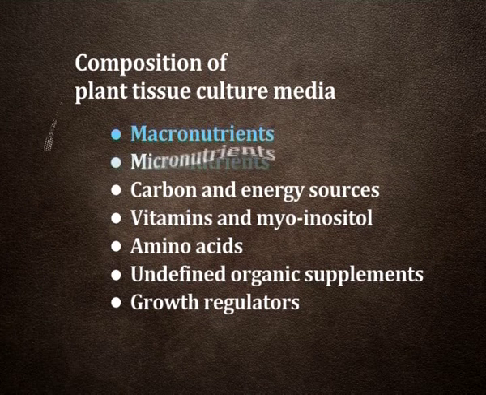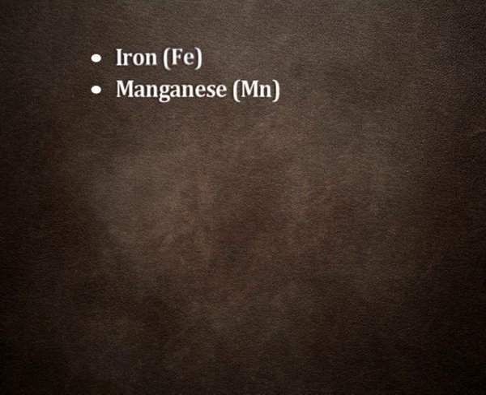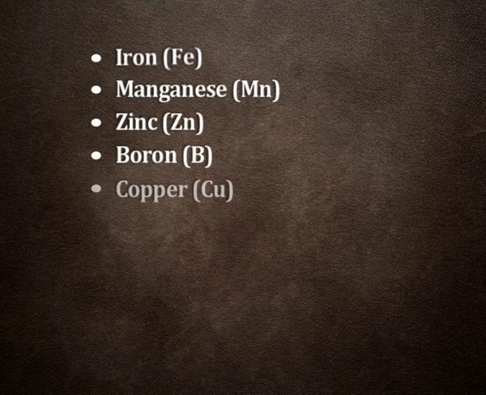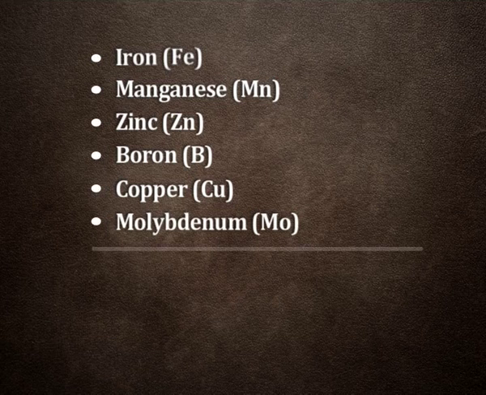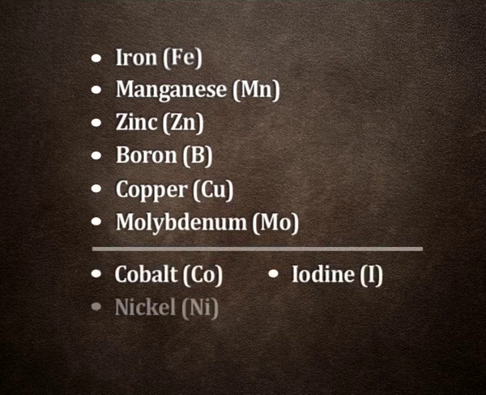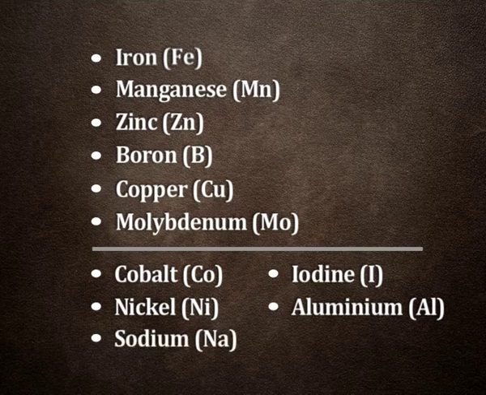The second component is micronutrients. Microelements or minor elements are required by plants in concentrations less than 0.5 millimolar per liter and mainly include iron, manganese, zinc, boron, copper, and molybdenum, although cobalt, iodine, nickel, aluminium, sodium, and chlorine are also frequently present in some media formulations.